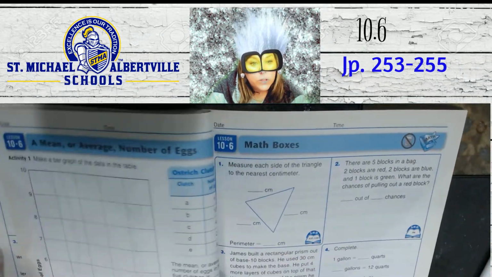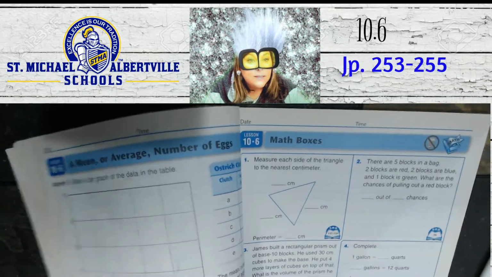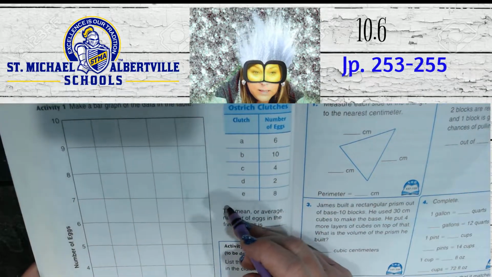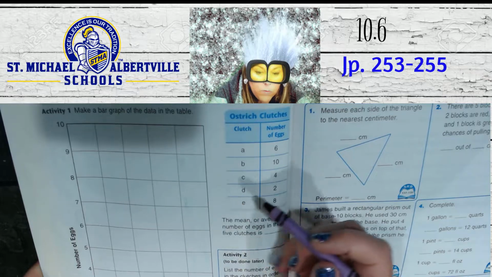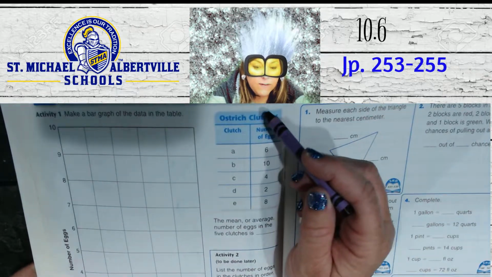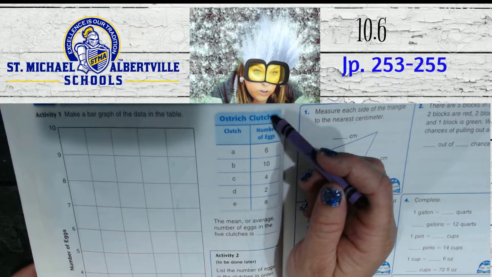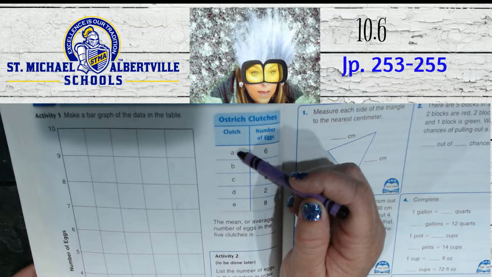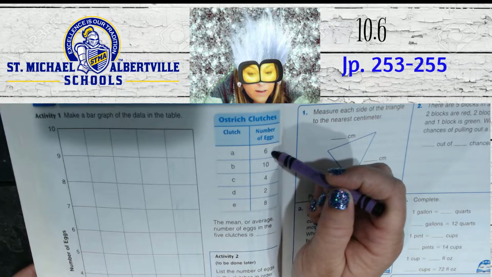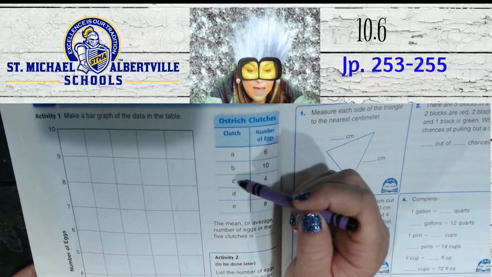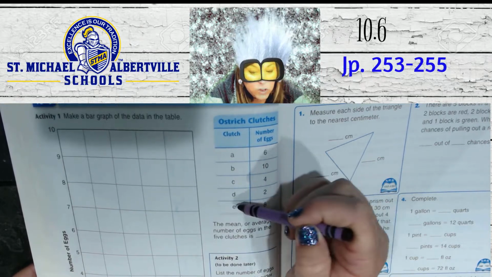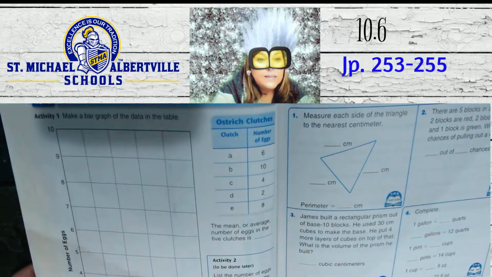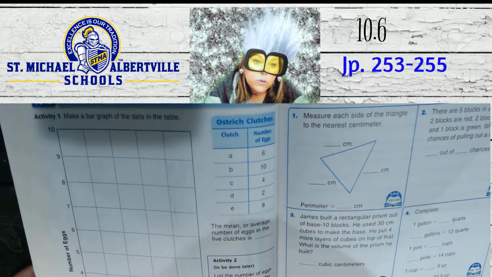Now what you're going to do is that same thing that we just did on this page, except instead of finding the mean for a family size, you're going to find how many ostrich clutches there are. A clutch is like a group. In group A, they had 6 eggs. In group B, they had 10. C, they had 4. D, they had 2. And E had 8. So you're going to take from the big clutches and give to the small until you have one solid line. That gives you the mean.